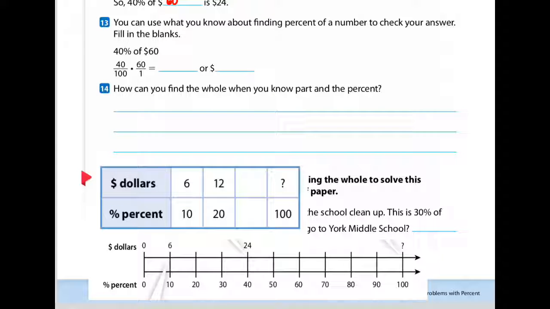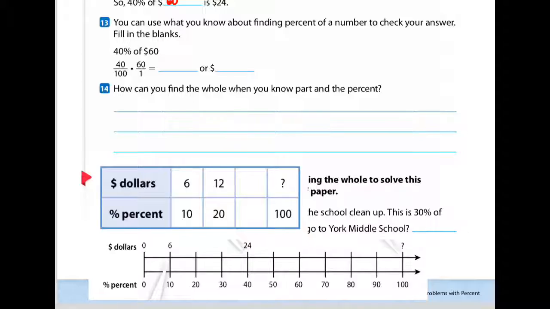Okay, so now we're on to 13 and 14. So in 13, you're going to answer that one on your own. And here you might have something different if you're not sure. Give it your best shot. Down in 14, how can you find the whole when you know part of the part and the percent? So think about what we did with the tables. And I want a couple sentences, 2, 3, maybe 4, explaining how you can find the whole. All right, pause the video, do 13 and 14 now. Go.